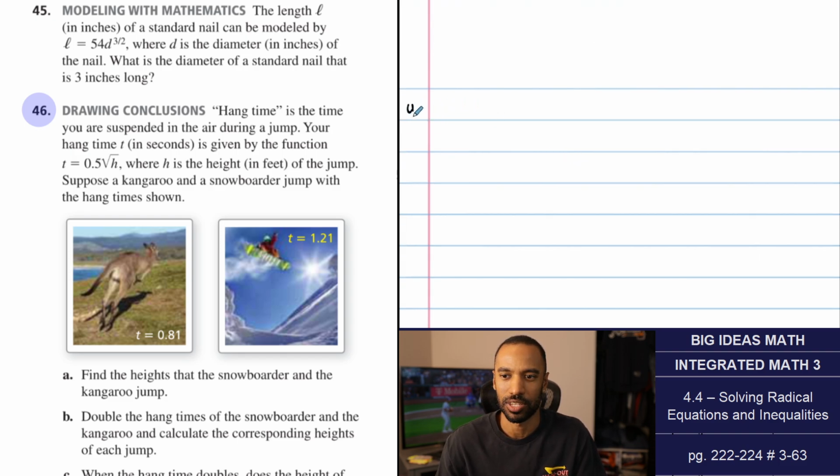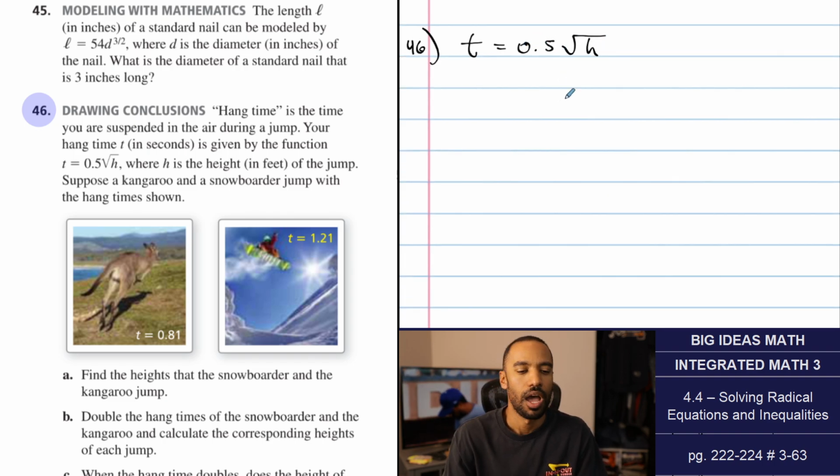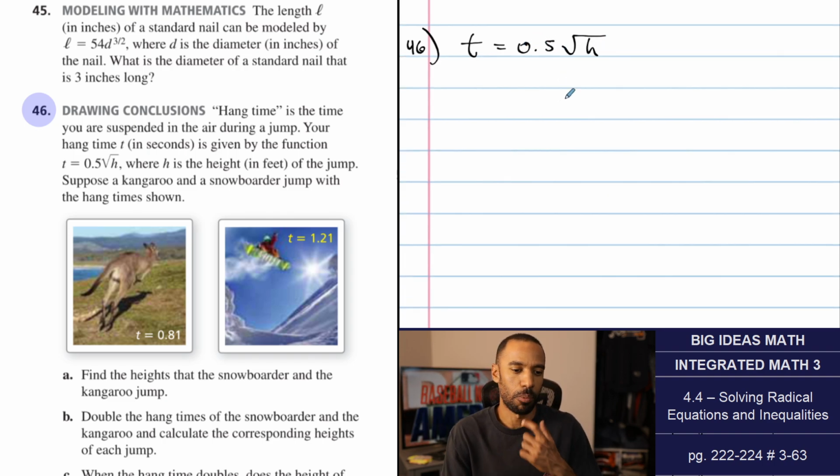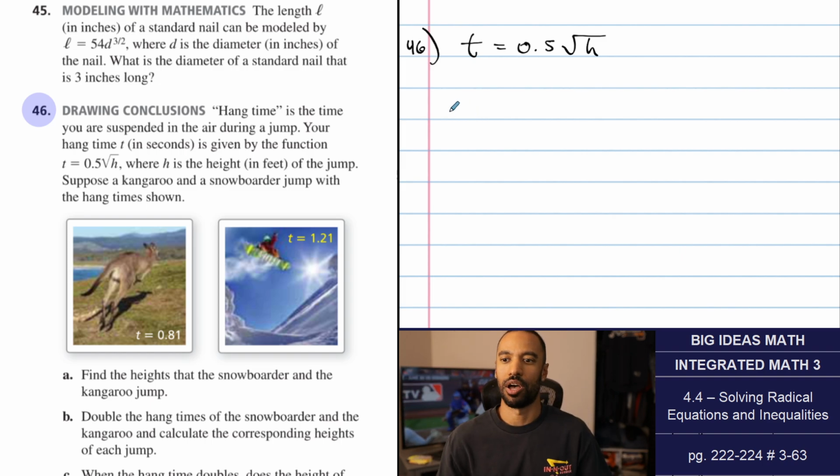All right, so let's start writing this out. 46. All right, t equals 0.5 times square root of h. Oh, hang time. All right, part A, find the heights that the snowboarder and the kangaroo jump. Okay, so height of kangaroo.